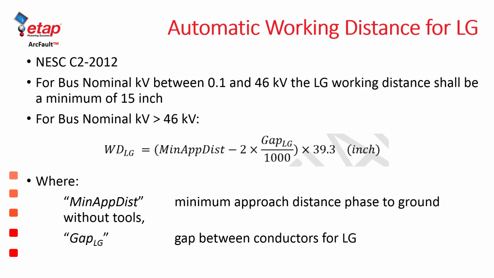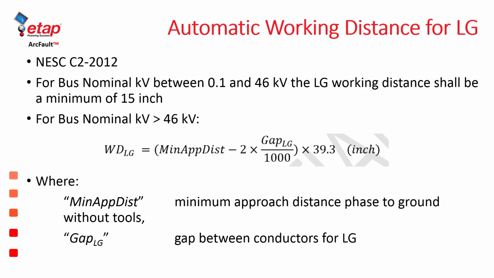Another very important data entry factor is the working distance. ArcFault provides an automatic working distance selection tool, again based on NESC C2, and based on the voltage levels, the program can then use the minimum approach distance phase to ground with or without tools as provided in the NESC C2 tables to determine a typical working distance for line-to-ground condition.